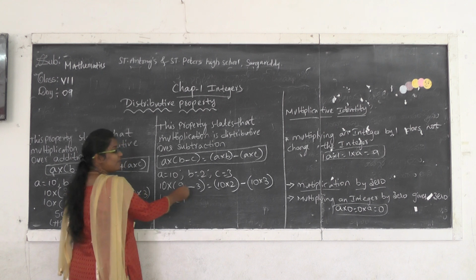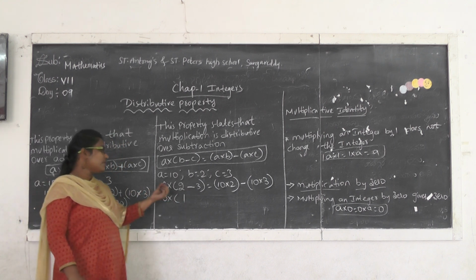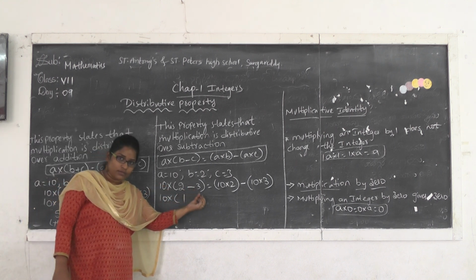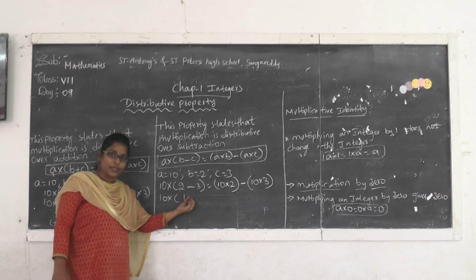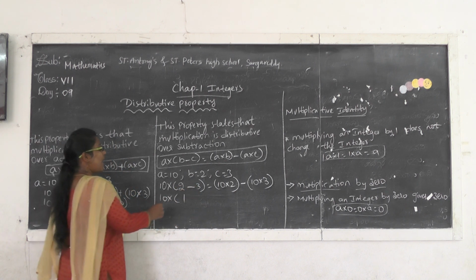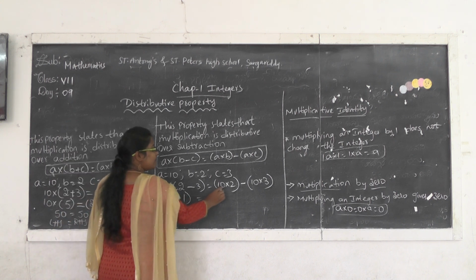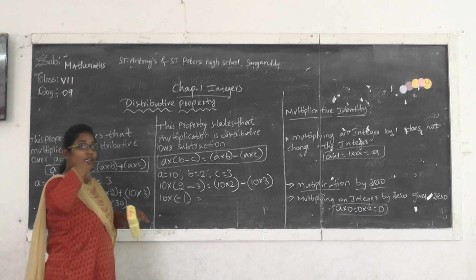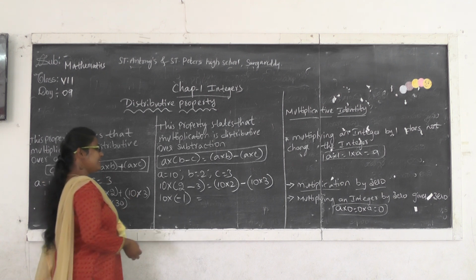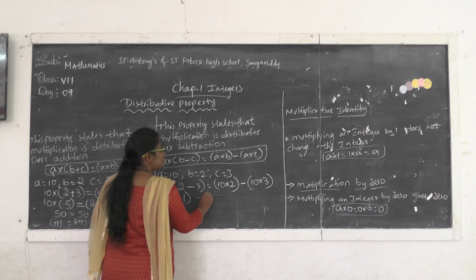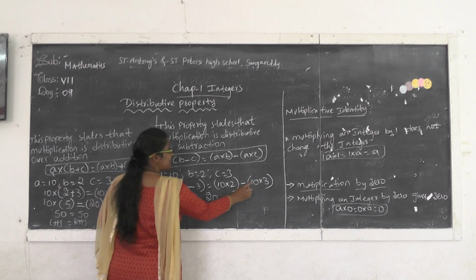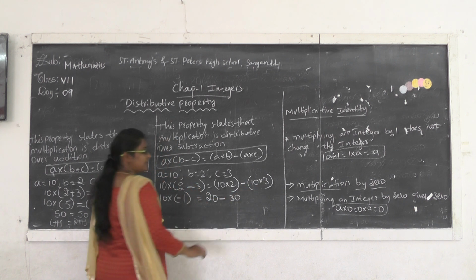For the greater numerical value, it is negative. 2 is a smaller numerical value compared to the 3. So 3 has the negative sign. So the result is also negative, minus 1, equal to. Simplify the terms which are in the bracket, and RHS side: 10 2s are 20, minus 10 3s are 30.